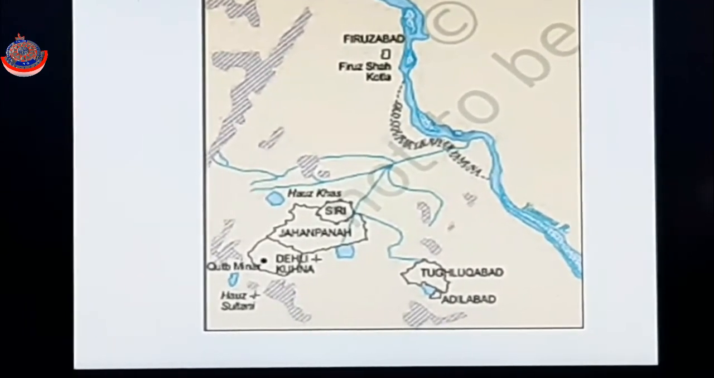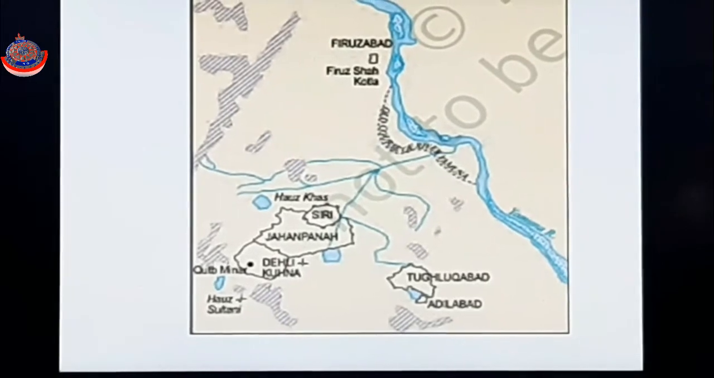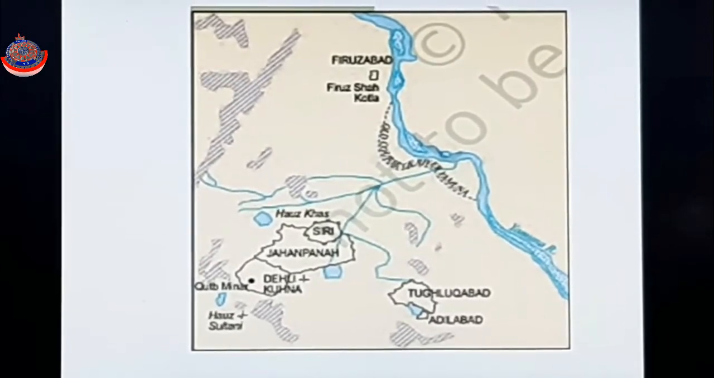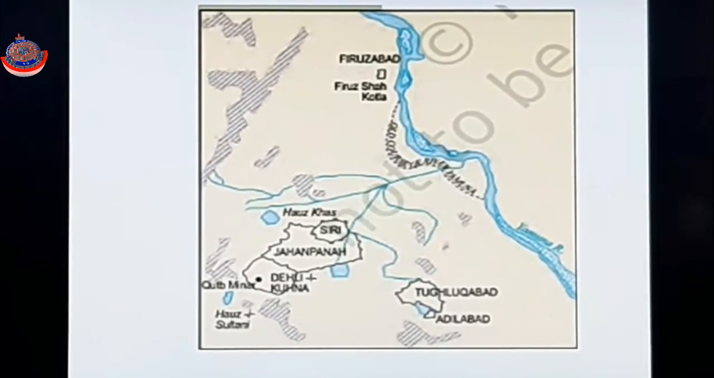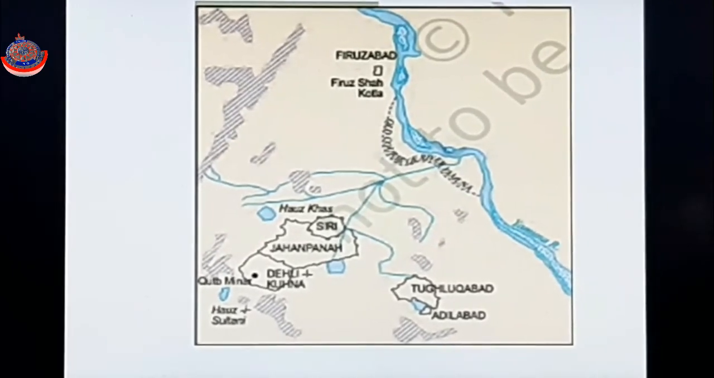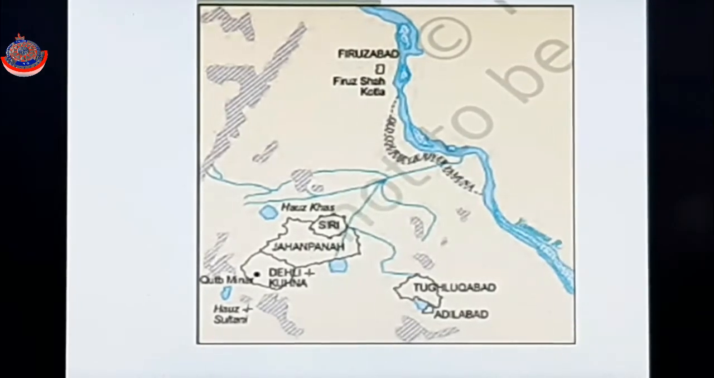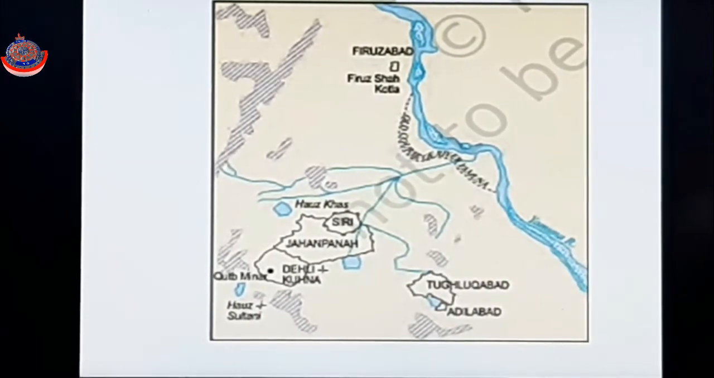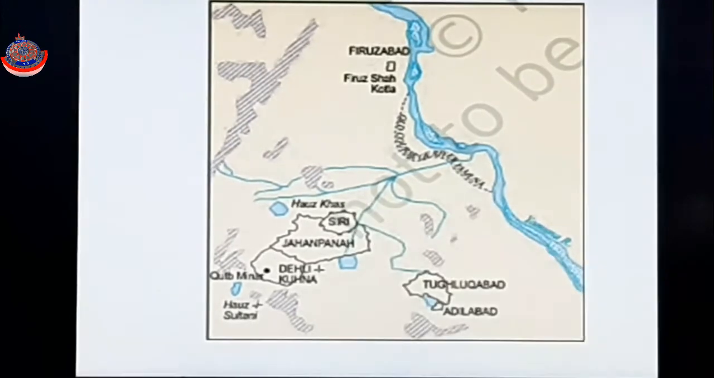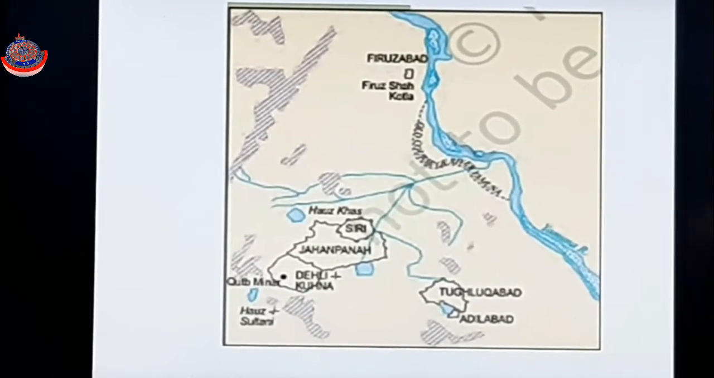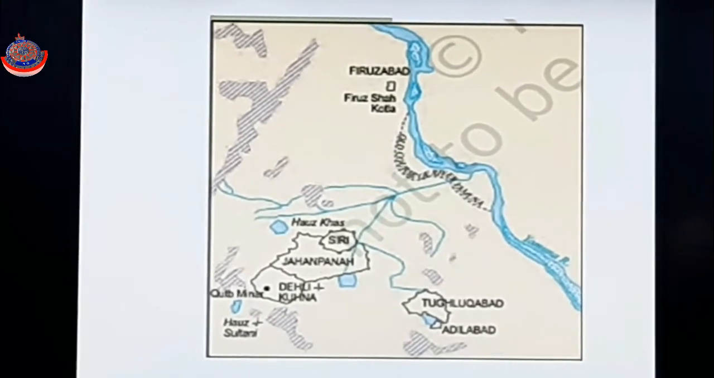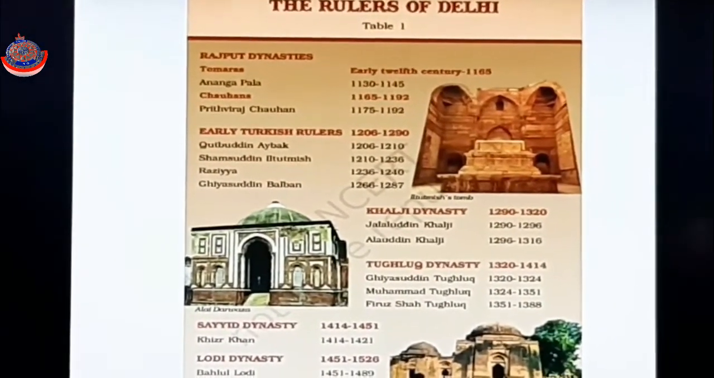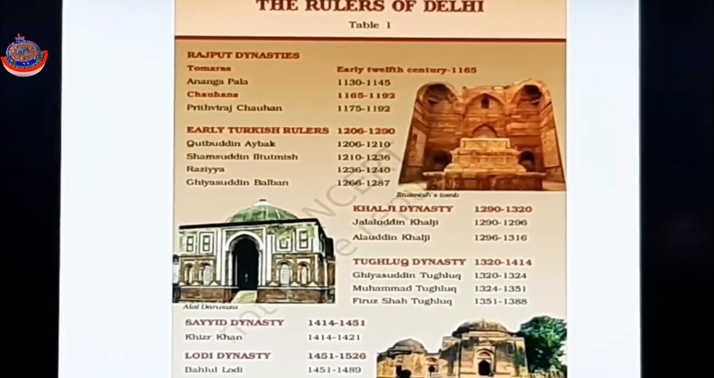Now, moving on to map number 1, the Delhi Sultans built many cities in the area that is now called Delhi. Look at this map and let's locate Delhi. Then Kuhna. Now if you see Kuhna here, then Siri. Look at Siri. And Jahanpanah. This is one of the old maps. Now switching over to table 1 of the rulers of Delhi.